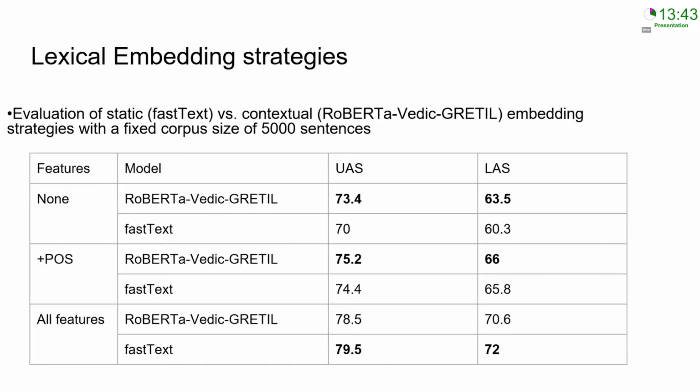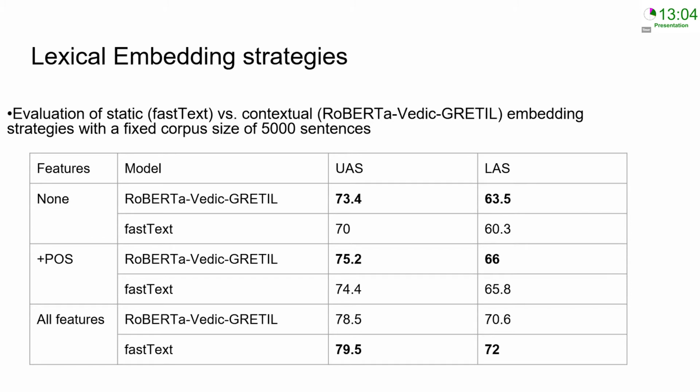Okay, maybe next slide. Yes, coming to the lexical embedding strategies. In this table, we present the results from fast text, which is a static model, which we already discussed previously in the other presentation, and also Roberta Vedic. Roberta is basically a contextual model which uses a lot of resources in order to be trained. And so unlike fast text, which is done quickly and can even be calculated on a laptop within a few minutes, a Roberta model requires a large GPU and a lot of time in order to be trained efficiently.